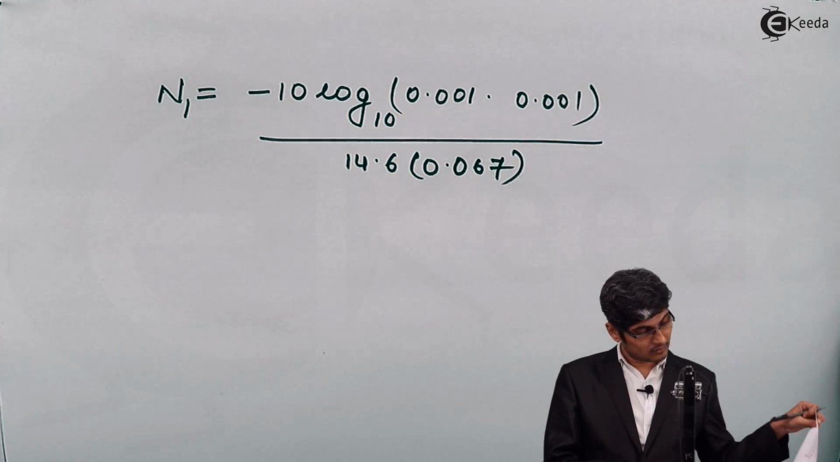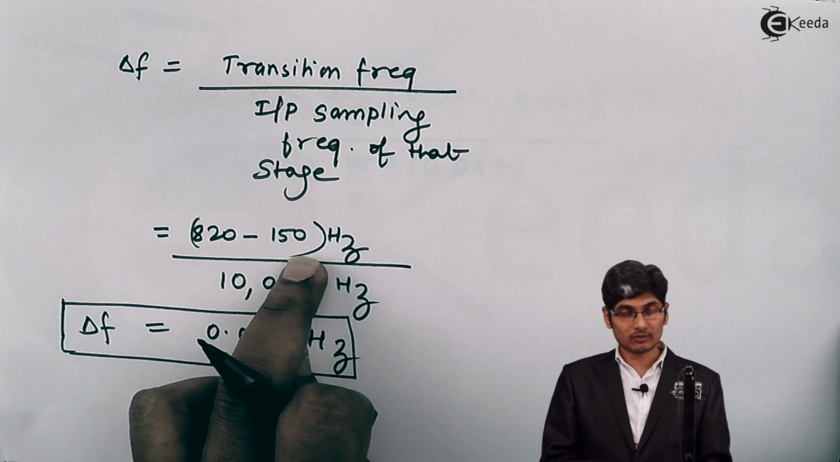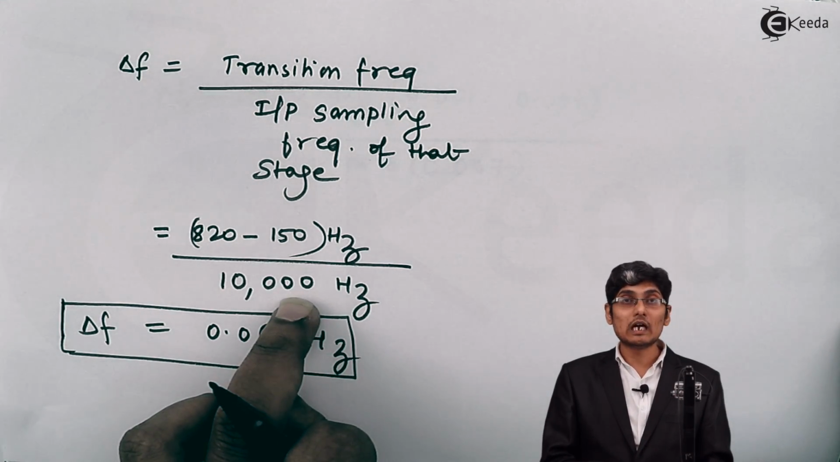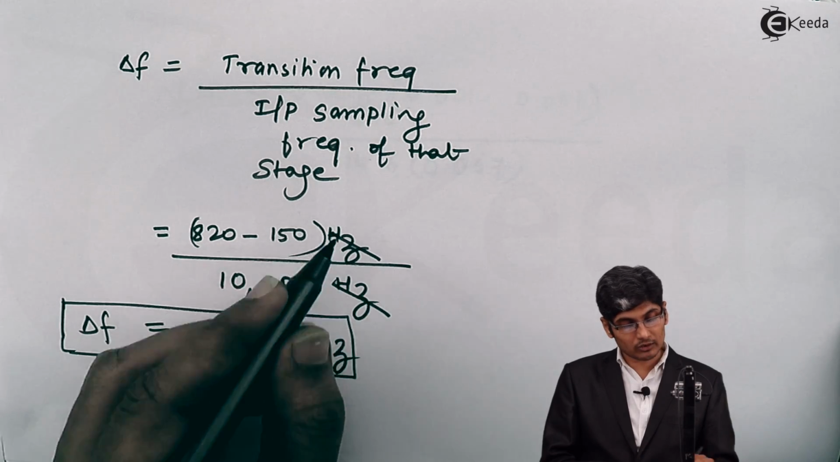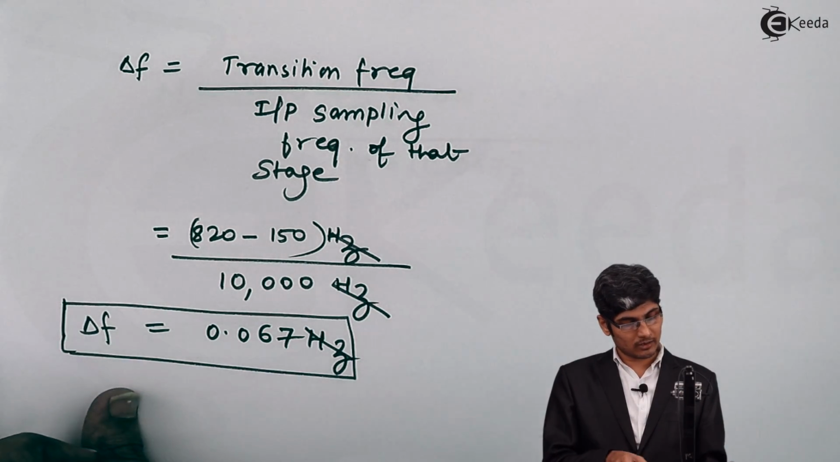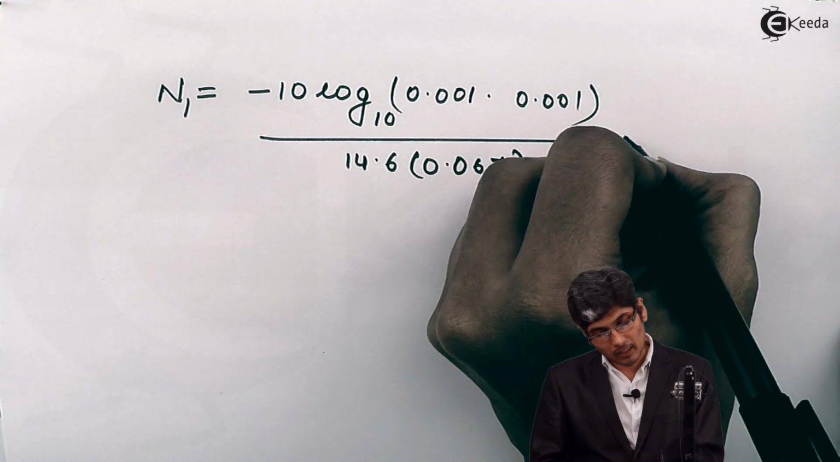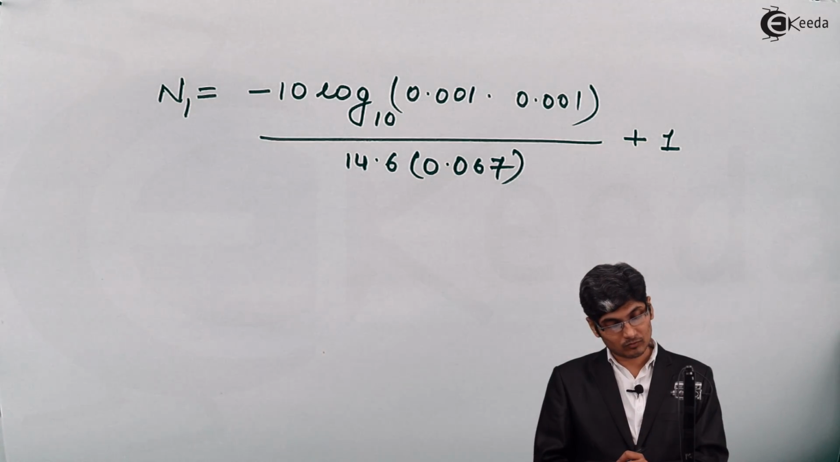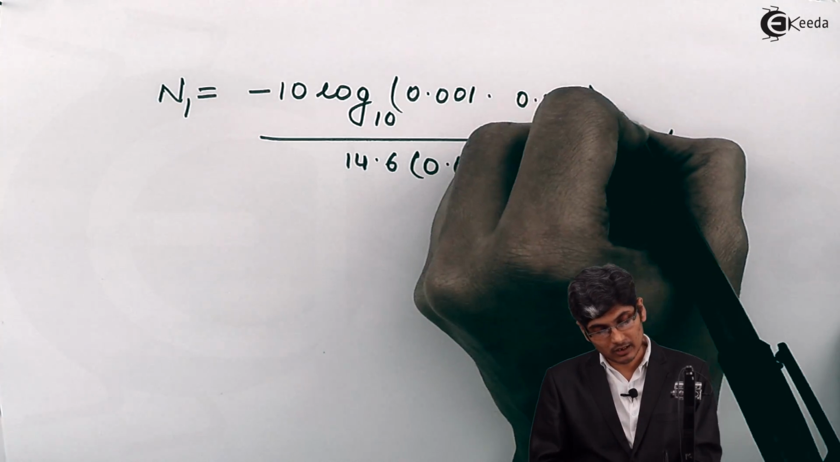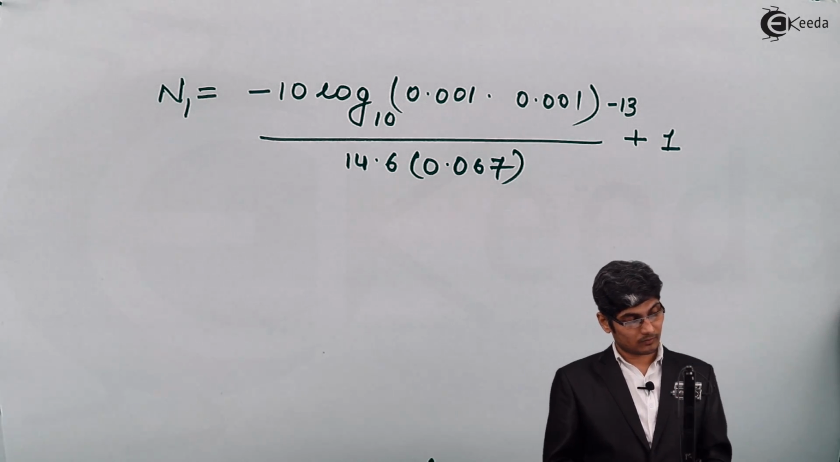Yeah, here I made a mistake. See, here we have 820 minus 150 divided by 10,000 Hertz, right? Hertz are going to get cancelled. So there will be no units for delta F. I will not have any units for delta F over here. Plus 1. Have I missed something? Yes. Here it is minus 13 plus 1.